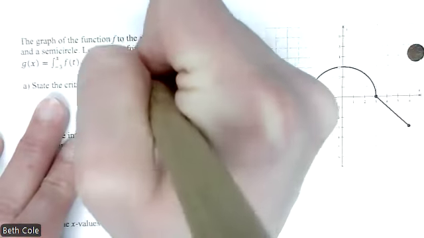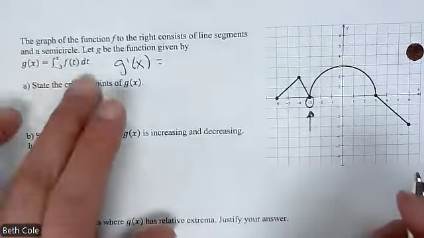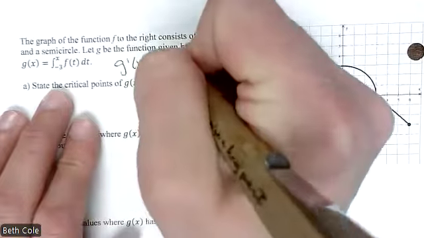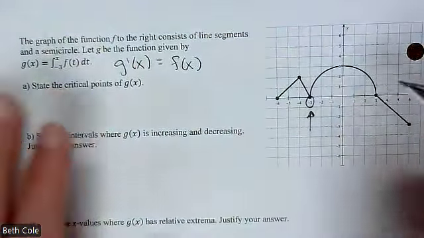And the first thing that we're going to do is the derivative of that. So using what we just learned on the other side of the paper, if you do g prime, you just take this x and plug it in, you get f of x, which is this graph. This is your derivative graph.